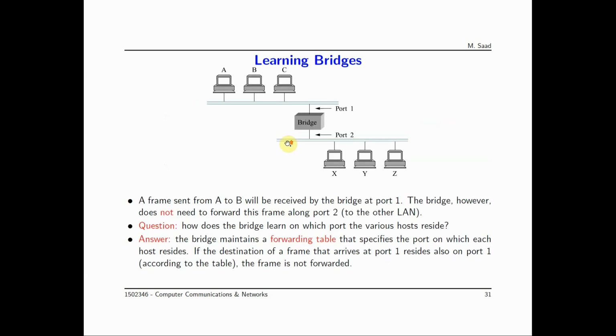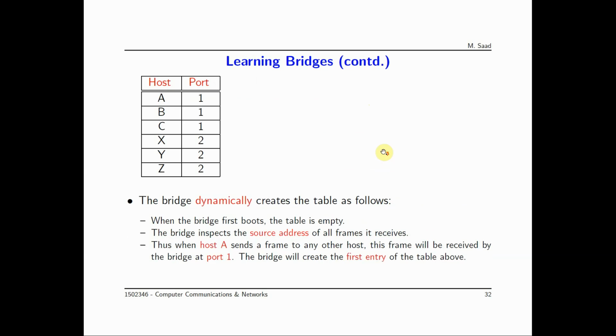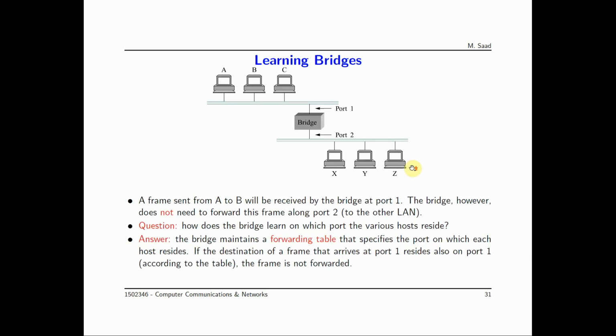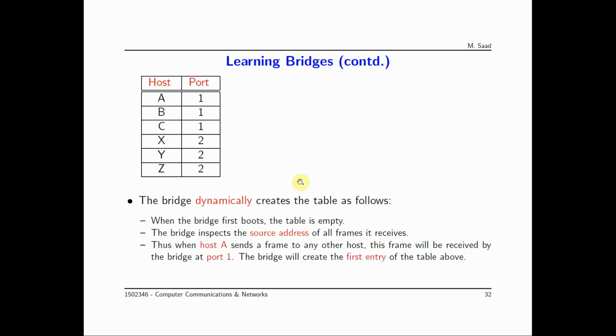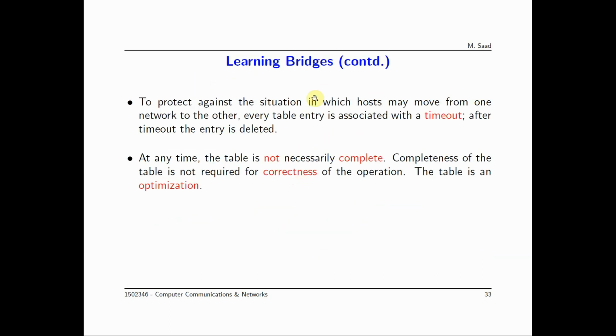Why does that happen? Just to make sure that we can capture situations of machines being connected to another LAN. So if A gets disconnected from this LAN and now it is connected to port number 2, to avoid any mistakes in transmissions or forwarding, the table entry is removed after a timeout period and then the bridge needs to learn this entry again. So this is the first comment.